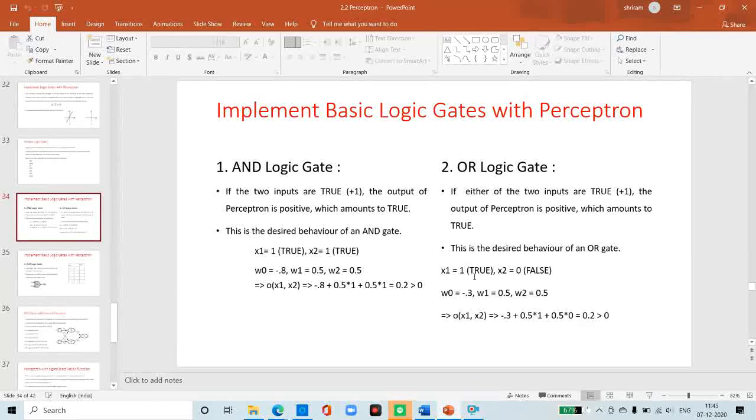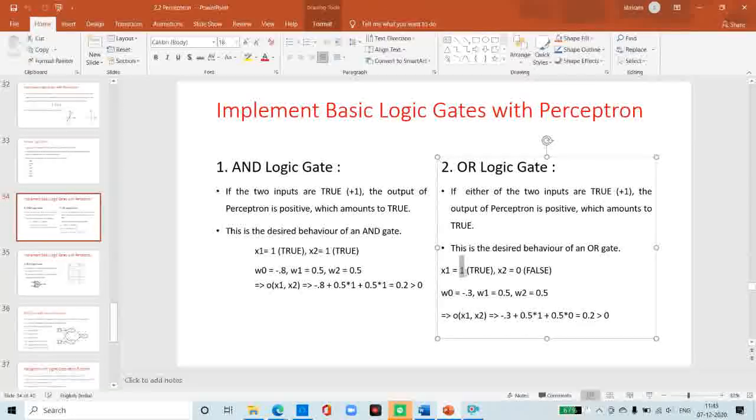If in our logic gate, x1 is also 0, so x1 is false and x2 is also false, then the output becomes minus 0.3 plus 0. Then the output is minus 0.3, less than 0. So this is the false condition. So the perceptron output is a negative value in an OR logic gate.